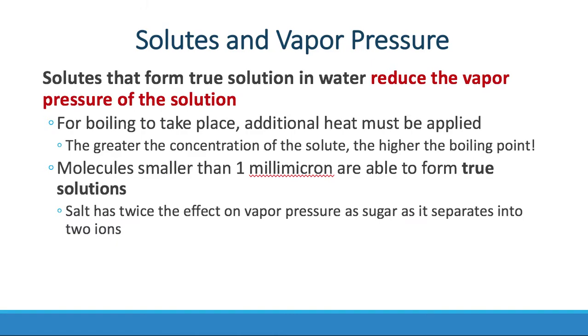Interestingly enough, and we'll see this again in the lab, salt is going to have twice the effect on vapor pressure as sugar does. This is because salt is sodium chloride, and so salt can separate out in solution. We have that sodium associating with water and that chloride associating with water. So those two ions separate out, are able to bond with the water molecules and affect the vapor pressure.